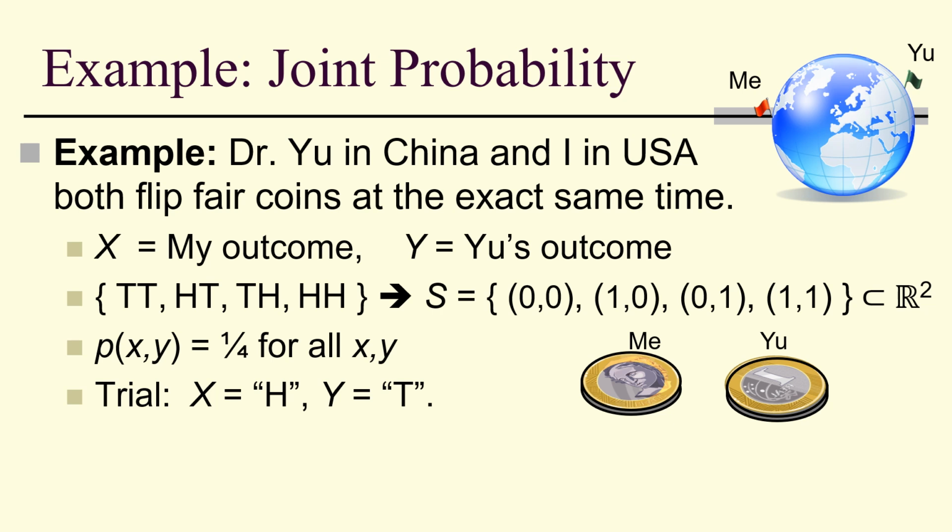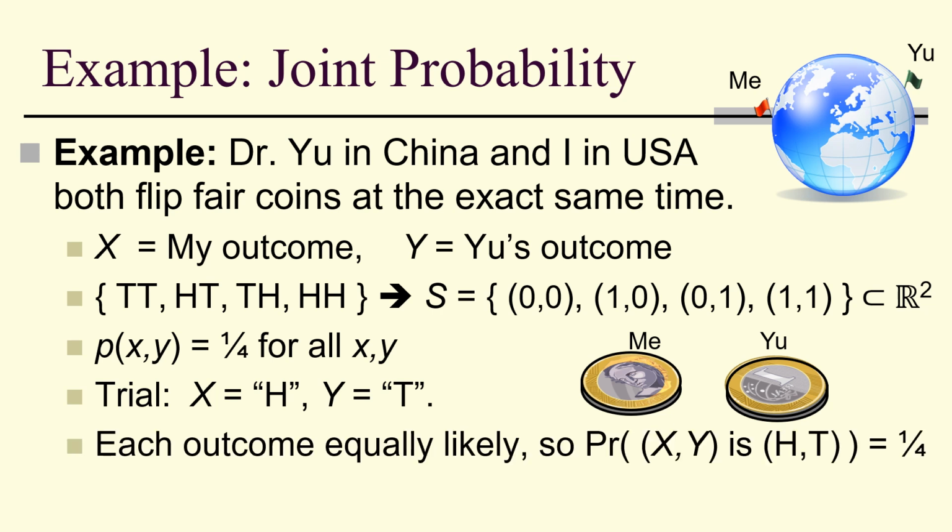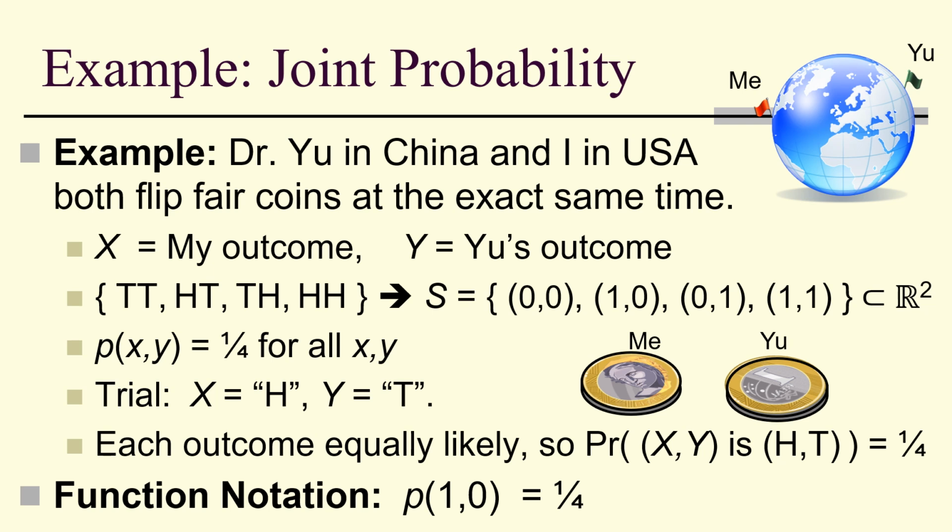So if I had a trial where capital X was heads and capital Y was tails, well, each outcome is equally likely, so the probability that capital X, Y is heads, tails is 1/4. But using function notation and tagging these events, I would write this as P of (1, 0), heads, tails, is equal to 1/4. Heads corresponds to 1, tails corresponds to 0.